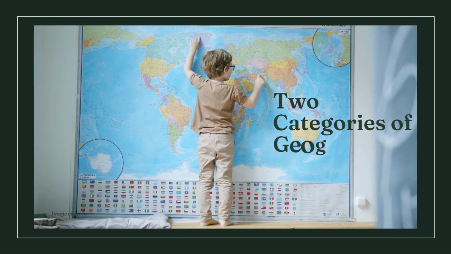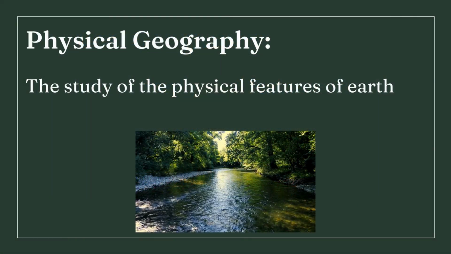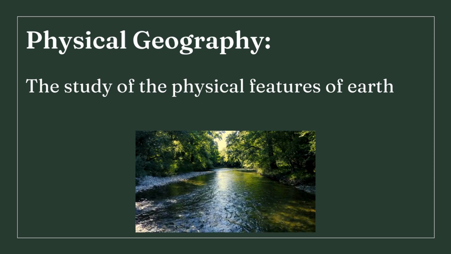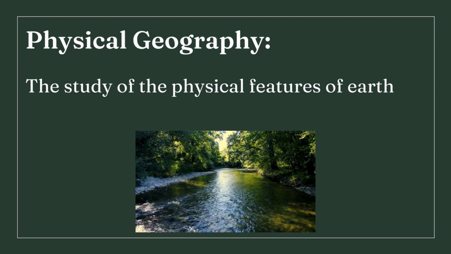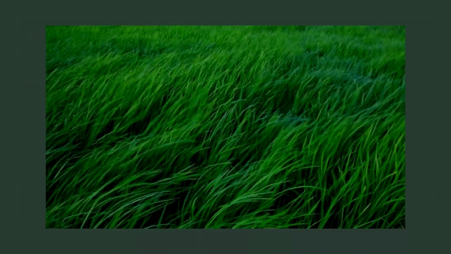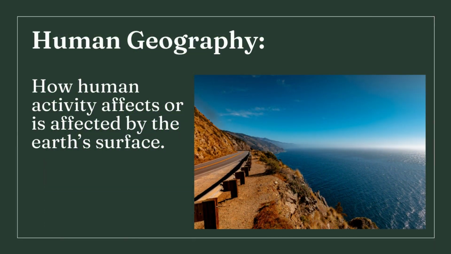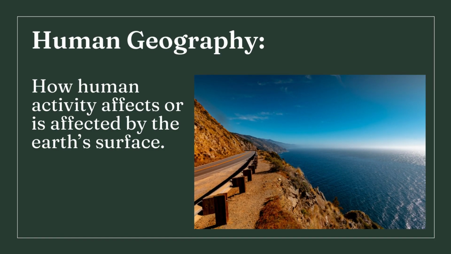Geographers typically divide their study into two broad categories: physical geography, or the study of the physical features of Earth. These things can be seen, like rivers, mountains, or animals. These are also naturally occurring things that can be measured, like temperature, wind, or the amount of annual snowfall in Chicago. The second category that geographers divide their science into is human geography.